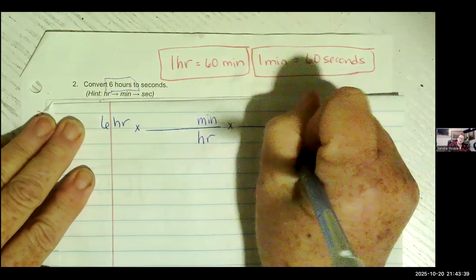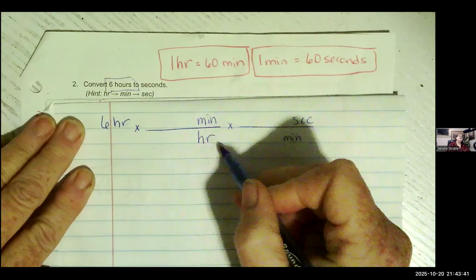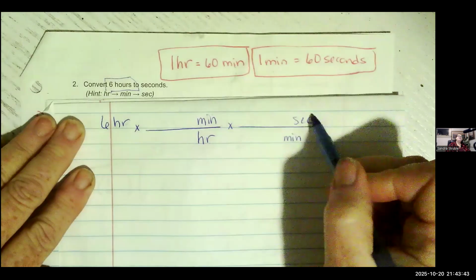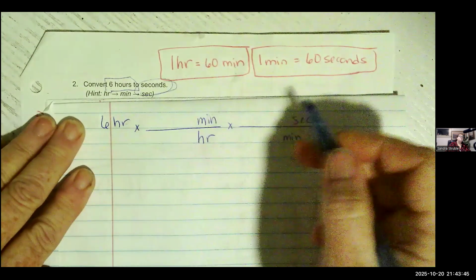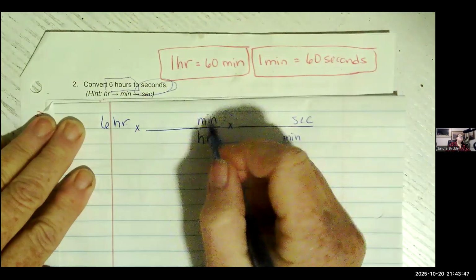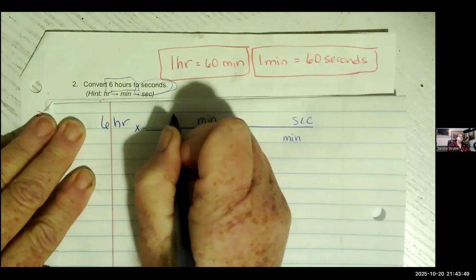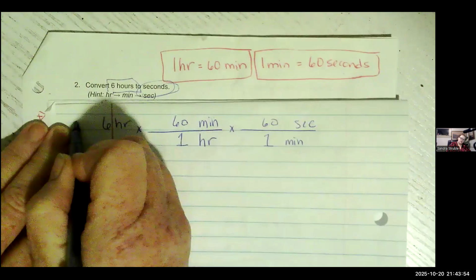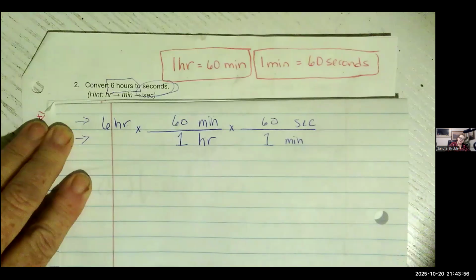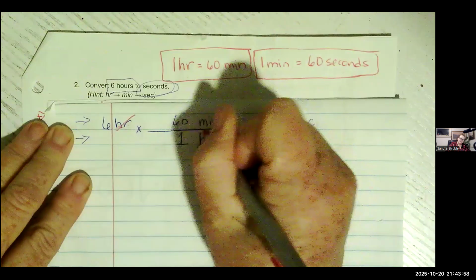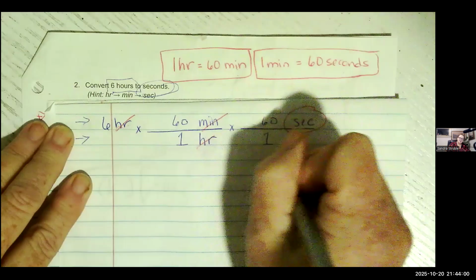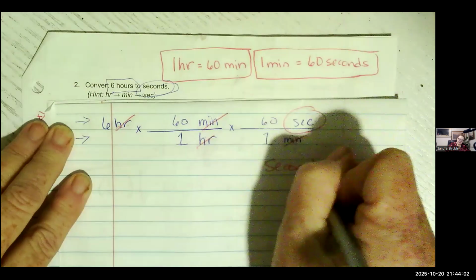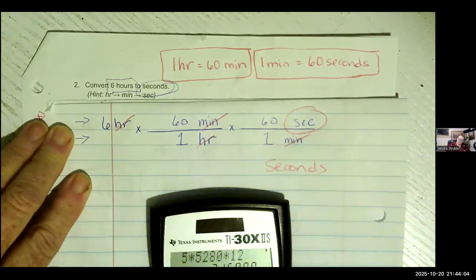Once I make sure that those units will cancel and give me what they're asking of me, now is when I go through and plug in the numbers. 1 hour is 60 minutes and 1 minute is 60 seconds. You're going to multiply straight across. When you do this, your hours are gone, your minutes are gone, and you're left with seconds. Let's find out how many. 6 times 60 times 60. So 21,600 seconds.